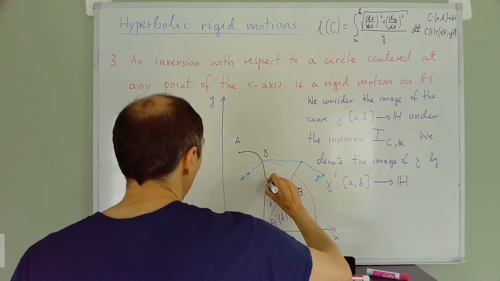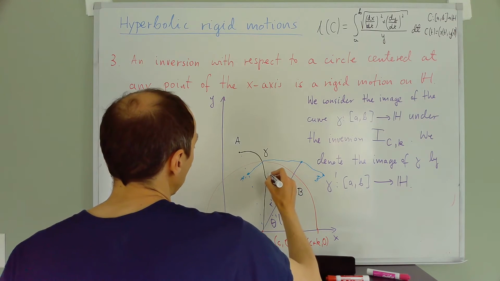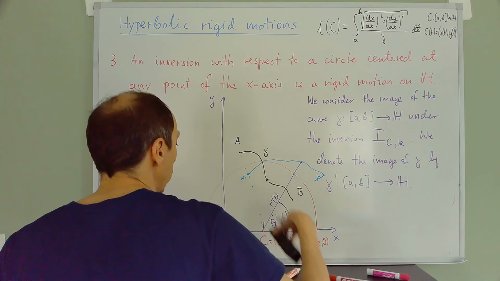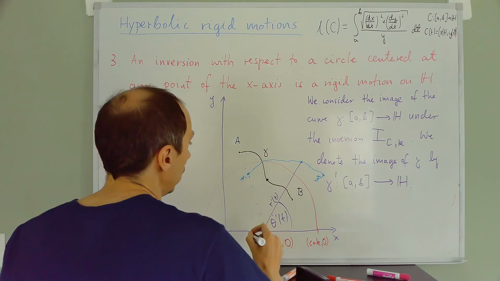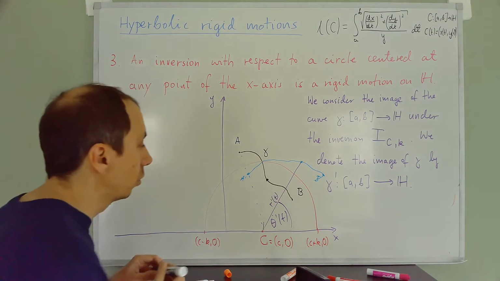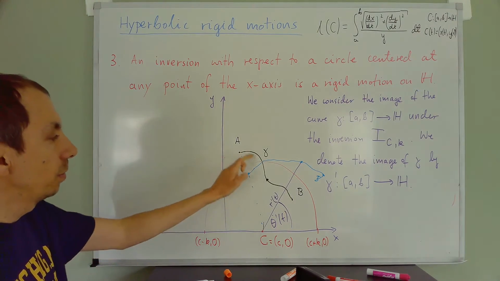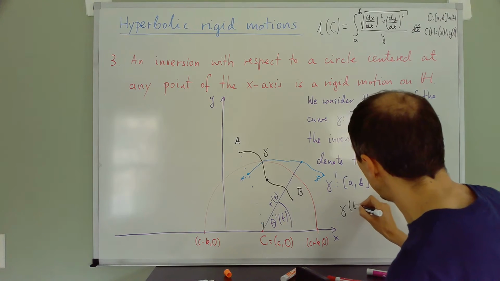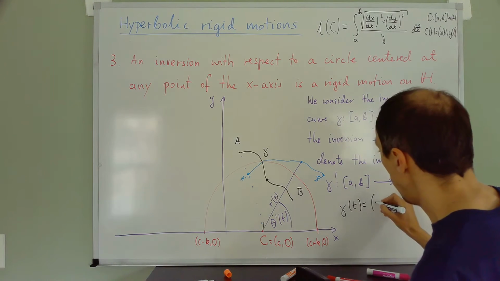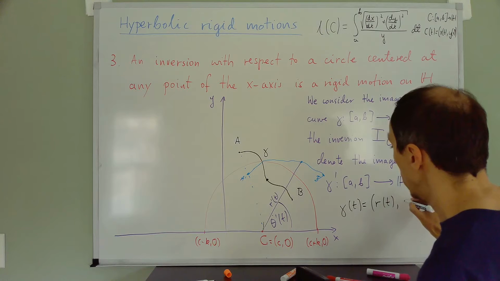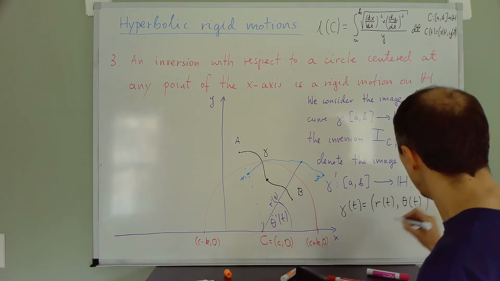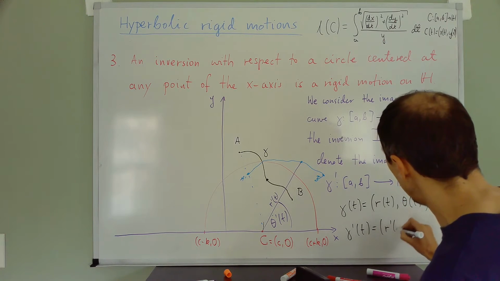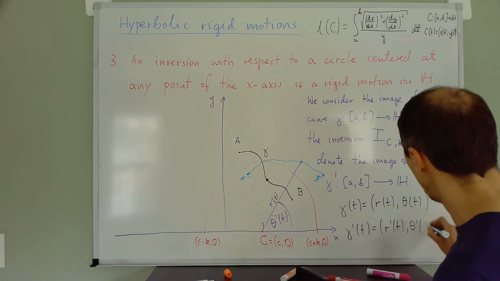On the other hand, for the black curve, I'm going to use non-primed coordinates. So if I take a point here, it should really be on the same ray. I'm not going to write that, but for the points on the black curve, I'm going to write gamma of t is r of t, theta of t, and so gamma prime of t will be r prime of t, theta prime of t. These are not derivatives, these are just other coordinates.